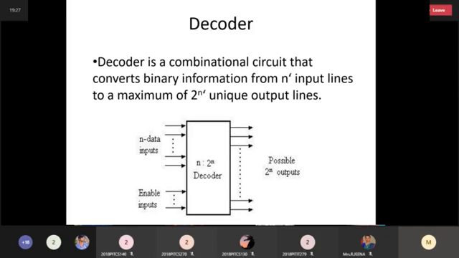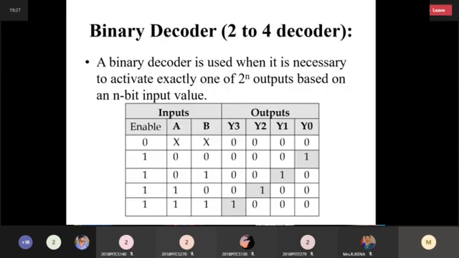If the enable bit is 0, there are no possible outputs, so the operation does not exist. If the enable bit is 1, the operation is performed and it produces the output. Then it produces 2 power n possible outputs. Next is a binary decoder, the 2 to 4 decoder, that means 2 inputs with 4 outputs.